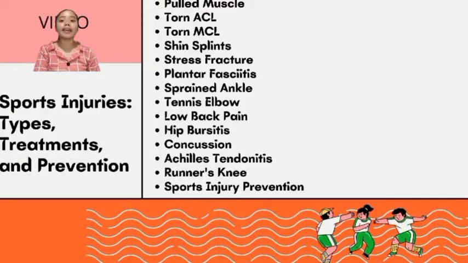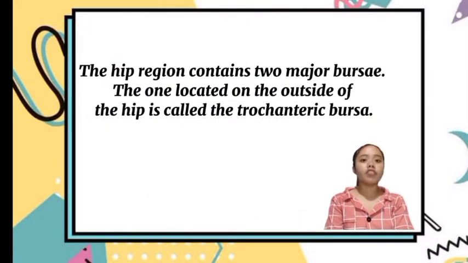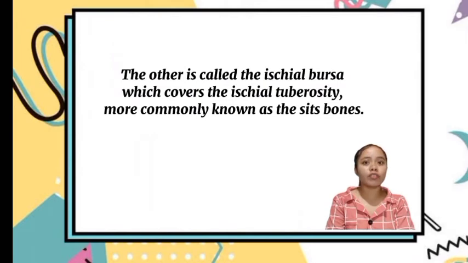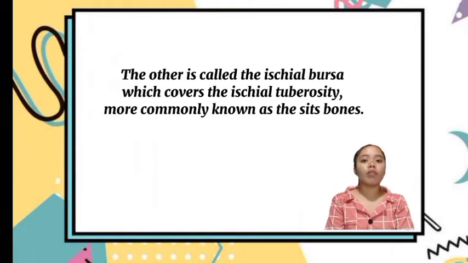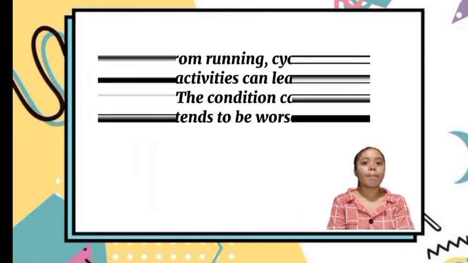The next one is hip bursitis. The hip region contains two major bursae. The one located on the outside of the hip is called the trochanteric bursa. The other is called the ischial bursa, which covers the ischial tuberosity, more commonly known as the sit bones. Inflammation of either bursa may lead to stiffness and pain around the hip joint, not to be confused with the true joint pain of arthritis.